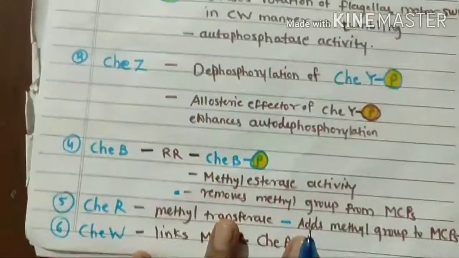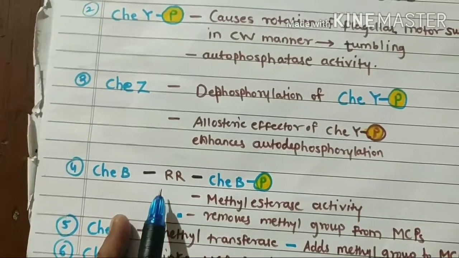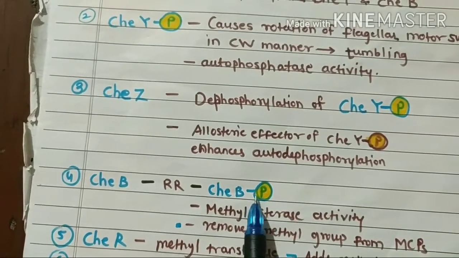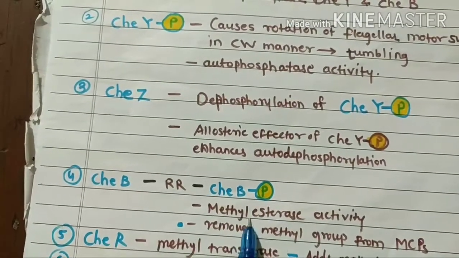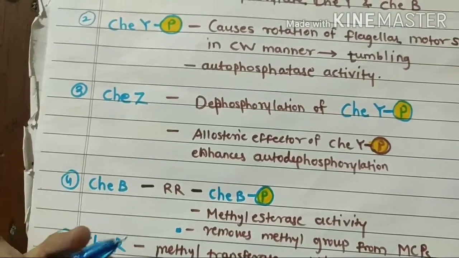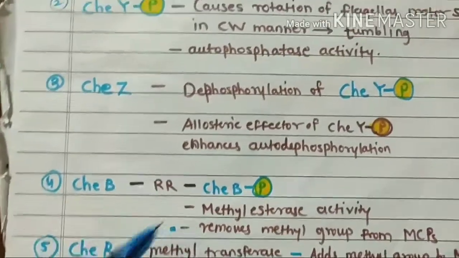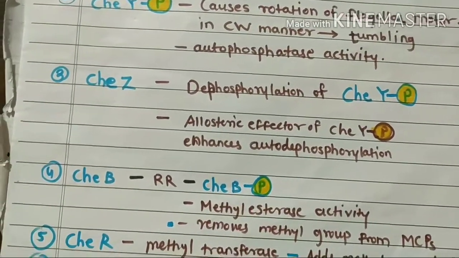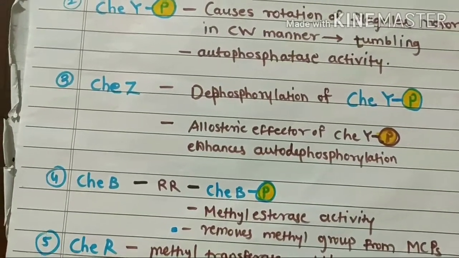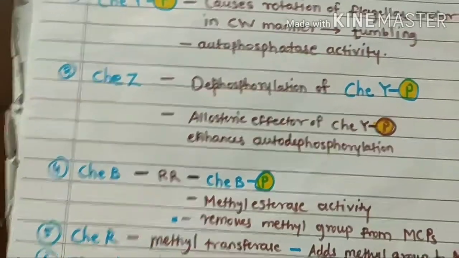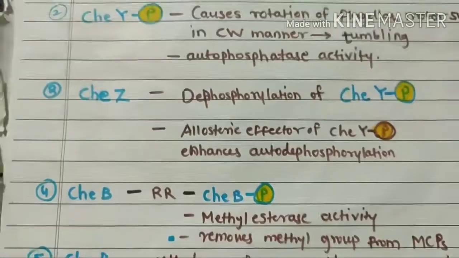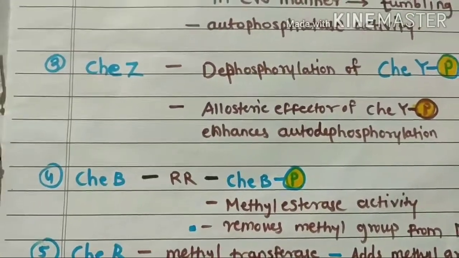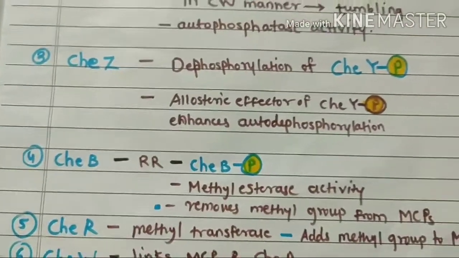The next protein is CheB. It is a response regulator, and when it is in active form, that is in phosphorylated form, it acts as a methylesterase, which means it has the ability to remove methyl groups from MCPs, those membrane proteins which receive the signal. Okay, so we will see when it gets methylated and how CheB demethylates the MCP.